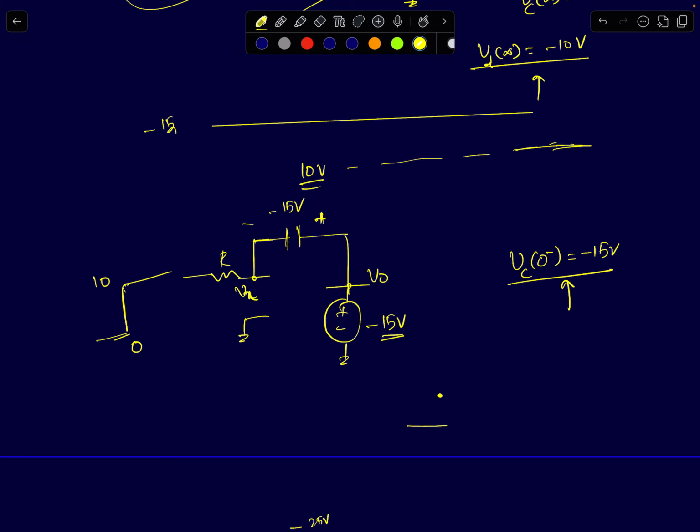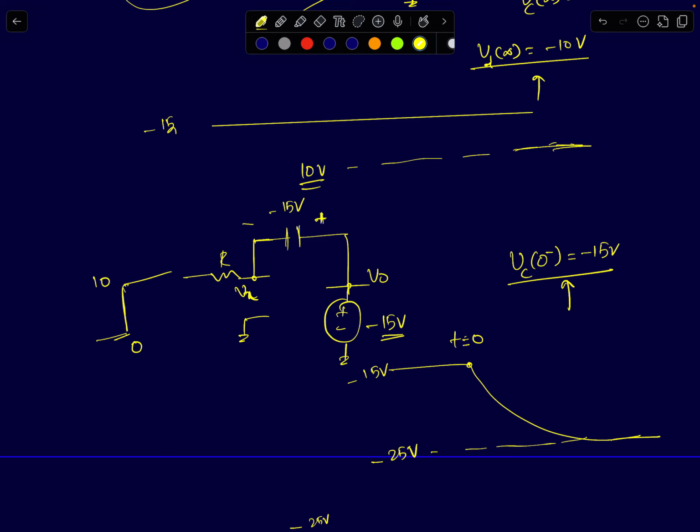Vx will rise from 0 to 10 volts, and remember, the capacitor's initial voltage is minus 15 to begin with. So at t equal to 0 plus, it will simply undergo a first order charging and reach a voltage of minus 25 volts, starting from minus 15 volts. It will gain an extra 10 volts of charge.